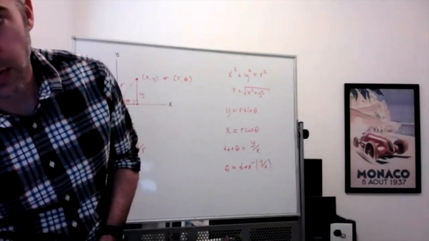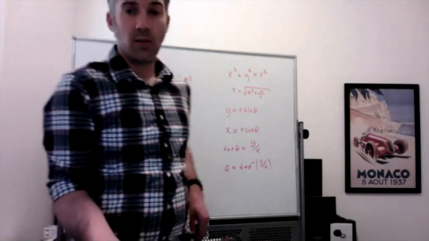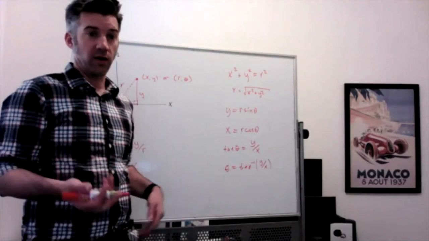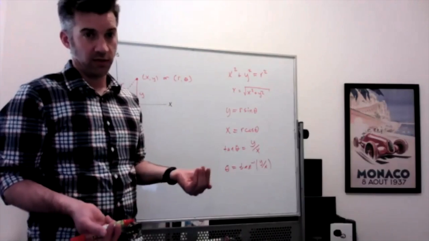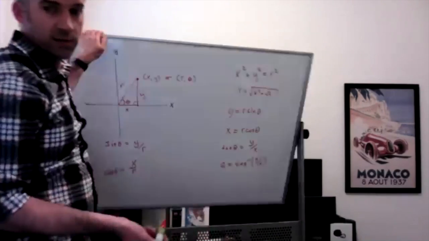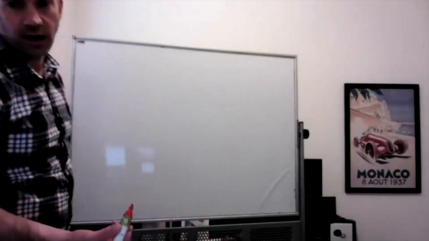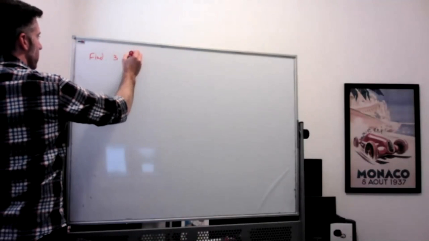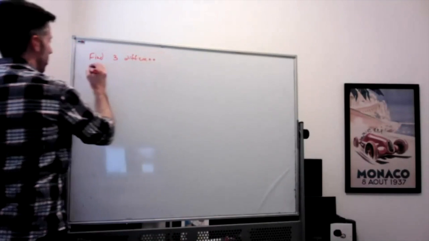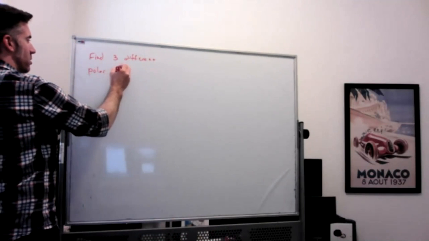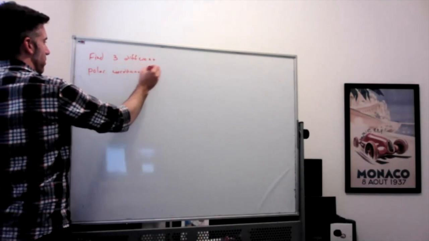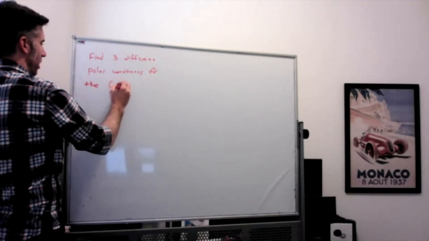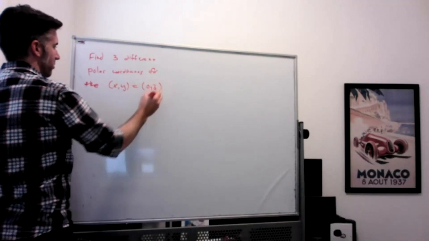So let's look at some examples. With polar coordinates, a negative value for r means you face the direction of your angle theta and you move backwards instead of moving towards it. So let's look at some examples. Let's find 3 different polar coordinates for the Cartesian coordinate xy equal to 0, 3.